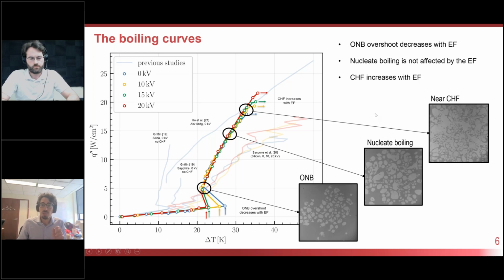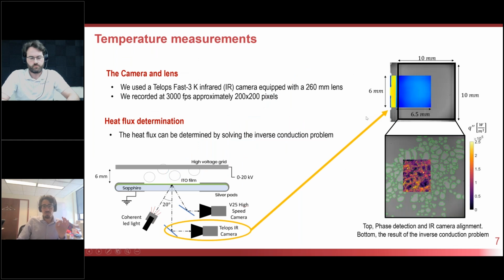Now, if we look at the IR, we were using a fast 3K Telops camera with a 260 millimeter lens, so basically a microscopic lens. And we were imaging only a part of our heater, just because we weren't able to image the whole heater with this resolution. This is because we wanted to record at 3K, so 3,000 frames per second.